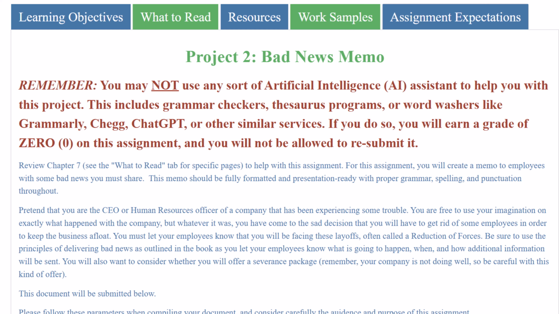Be sure to use the principles of delivering bad news as outlined in the book and outlined on the resources that I've given you. And you have to let your employees know what's going to happen, when it's going to happen, how they can expect to receive additional information.